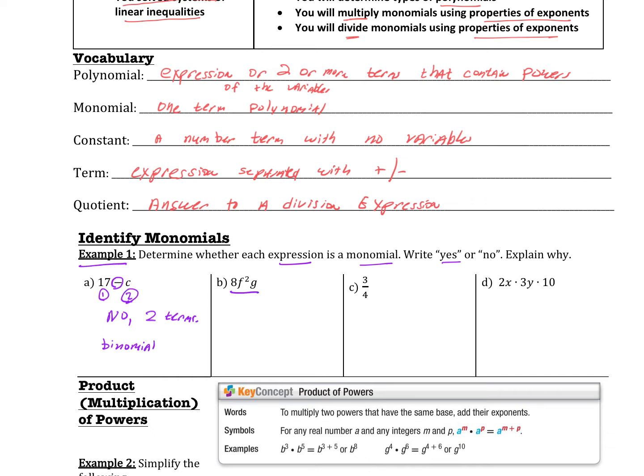So this guy has one term. There are 1, 2, 3 factors in the term, but there's only one term. Still one term. There's a top and a bottom, but it's only one term. And same, this is a multiplication, so it has 3 factors. So it is one term.